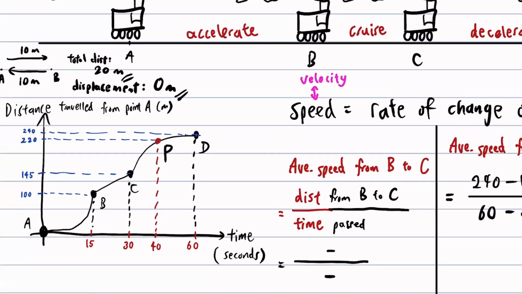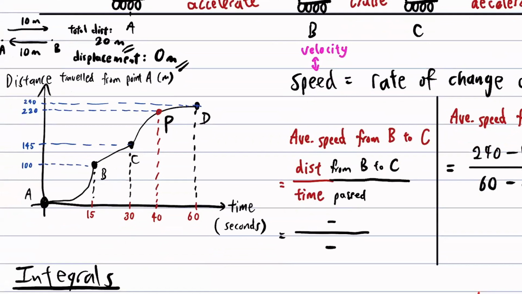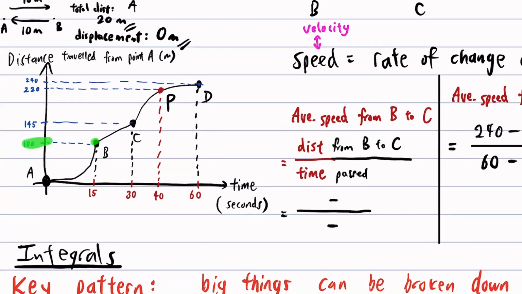Good. So what's the distance traveled from B to C? You see, you start at 100, you end up with 145. So it must be 145 minus 100. Is it clear? Then divide by time taken. You look at the graph, you can tell 30 to 15, 15 to 30. 15. So big minus small, 15. Then you end up with 45 over 15, which is 3 meters per second. Okay, very good.